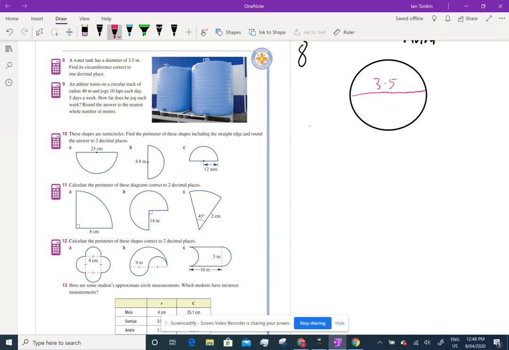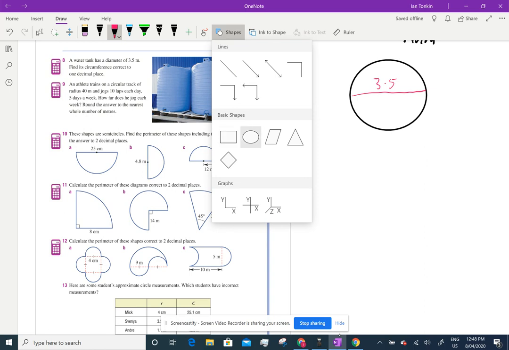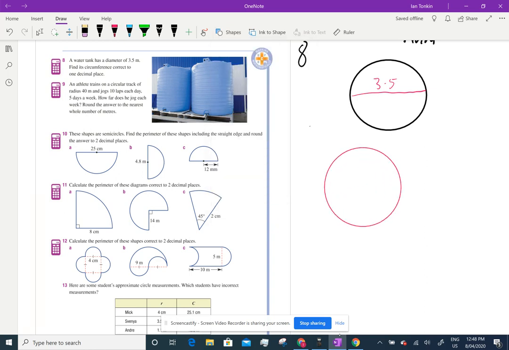Question 9. Athletics. An athlete trains on a circular track. Okay, so again, we've got a circle, and the radius is 40. So this is question 9. The radius is 40. And he runs 10 laps each day for 5 weeks. How far does he jog?